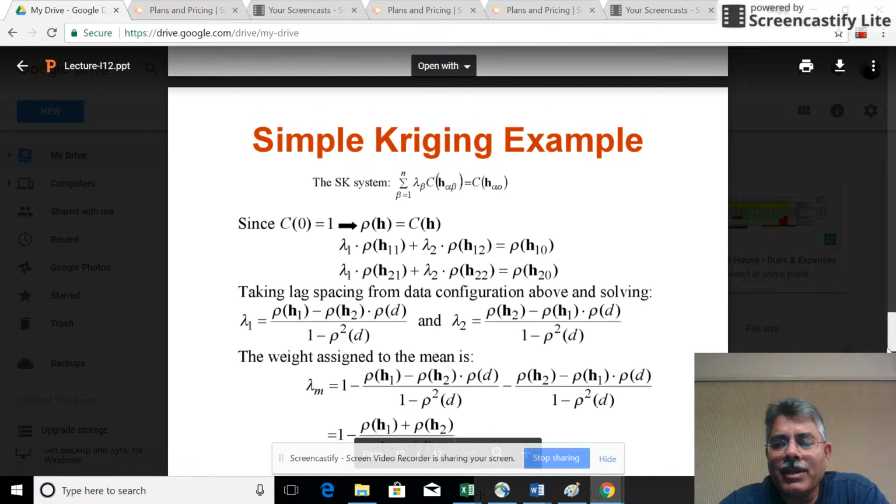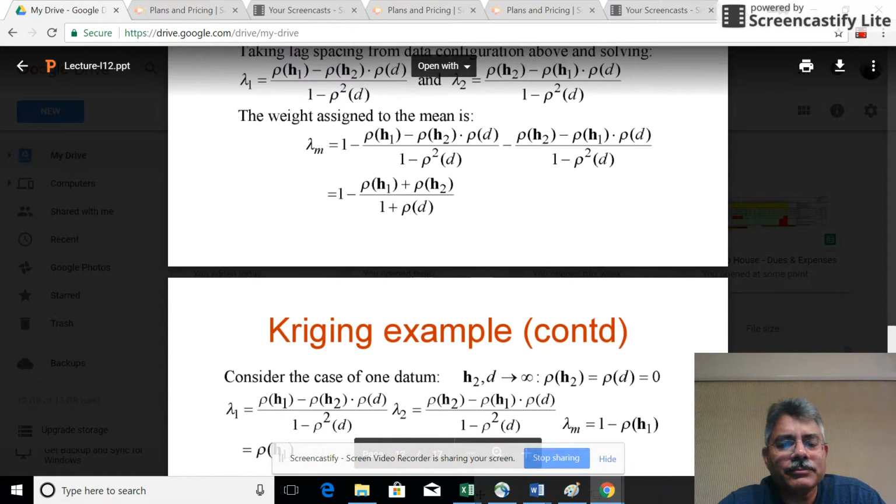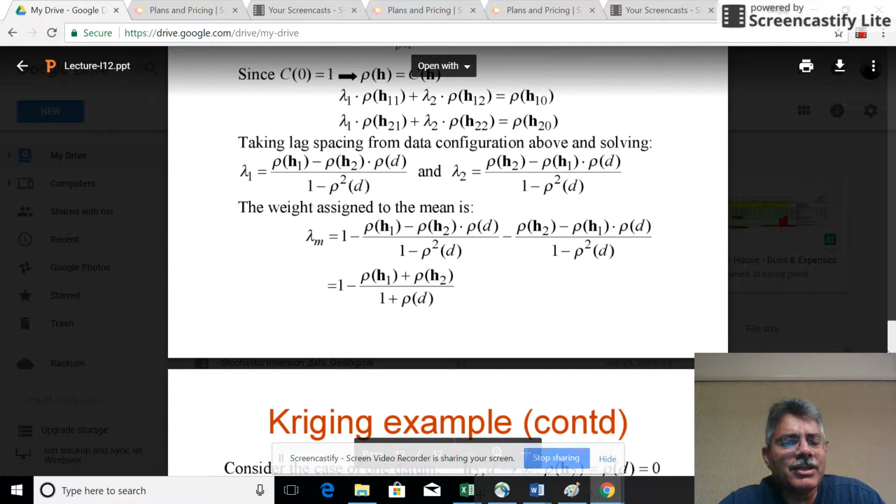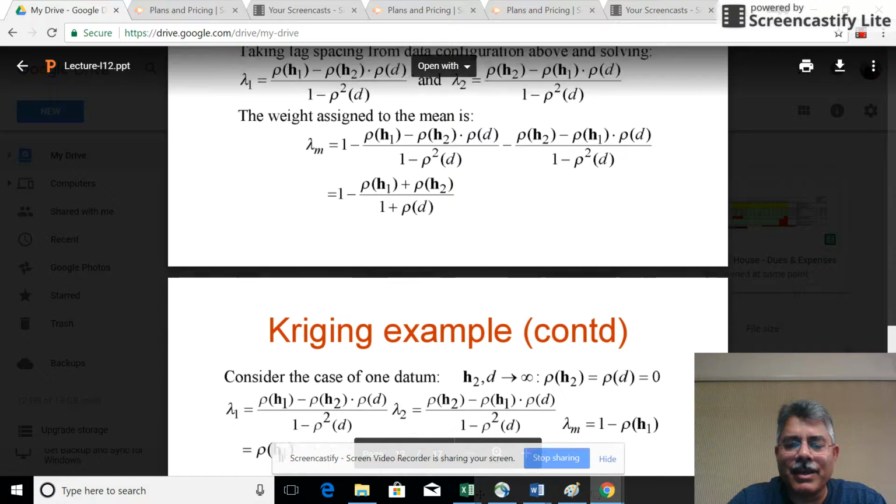And so you can come up with the expression for the weight assigned to the mean. So now I have my basic solution for simple Kriging. This also gives you an idea of how you solve the Kriging system of equations. But what I want to do next is to play around with this expression, to show you some of the properties of Kriging by doing some interesting manipulation to this example.